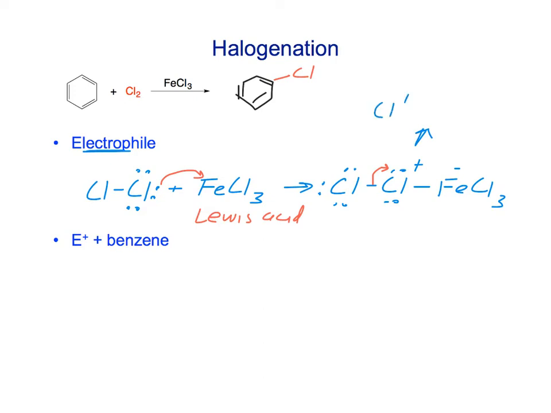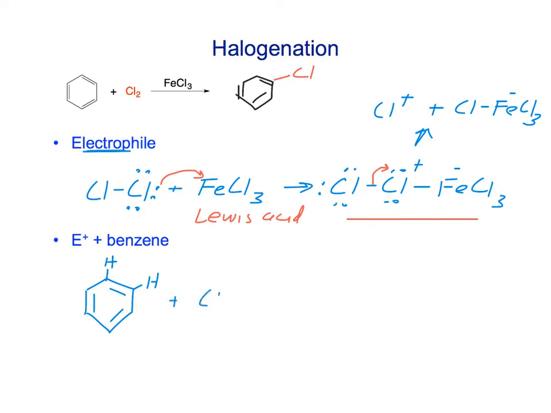And this essentially makes Cl plus and iron tetrachloride with a minus. Okay? But we're going to use this species as the actual electrophile. So let me show you how that works then. So then we're going to take our benzene. It's best to always draw in those H's on the double bond that we're going to show reacting.